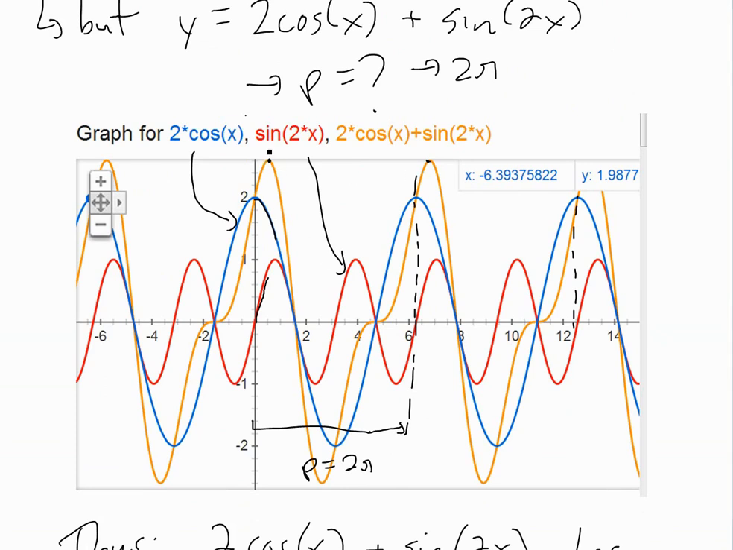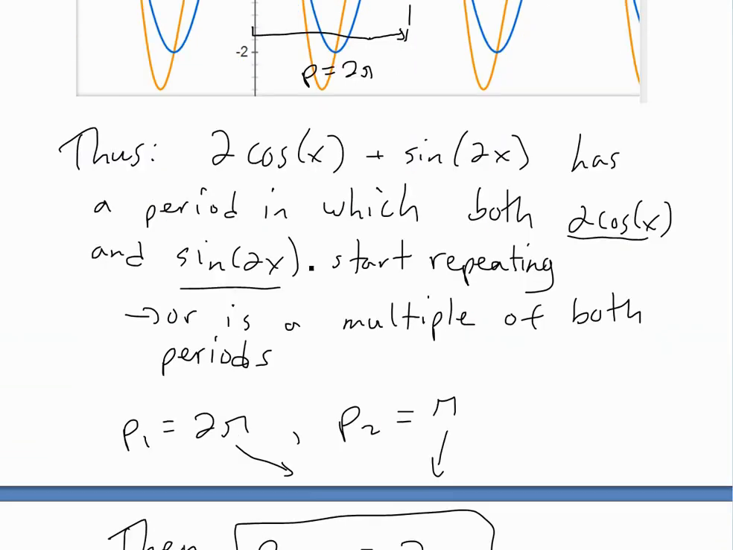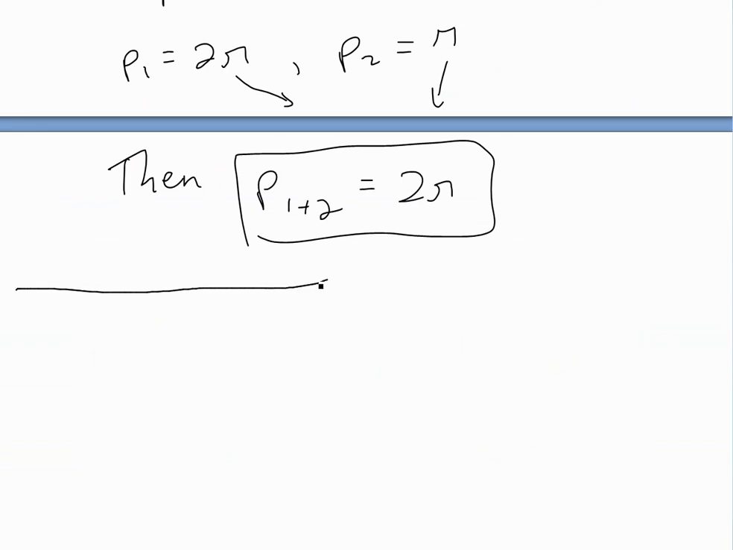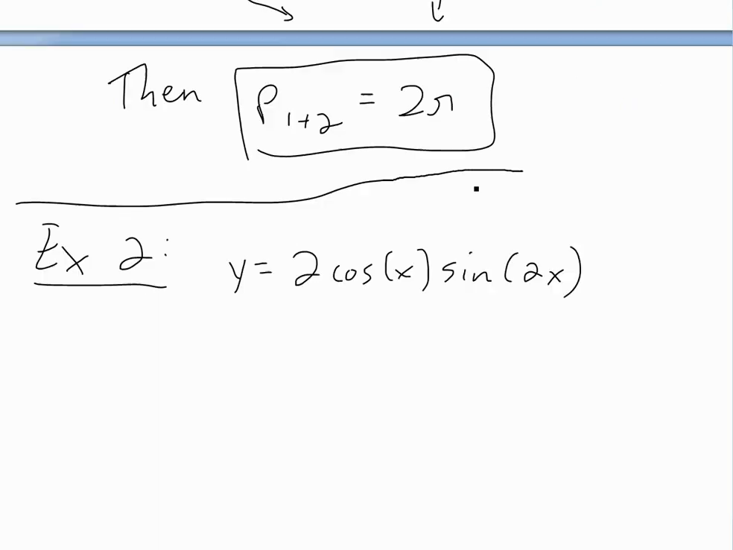Now I'll do the second example pretty quickly just to illustrate this. Even if it's multiplication, it's going to be the same thing. If we look at the second example, instead of addition, we have multiplication. In this case, again, we know that this period, call this P1, is equal to 2 pi from above. And this one here, the sine 2x, is going to be a period we'll call P2, equal to pi.